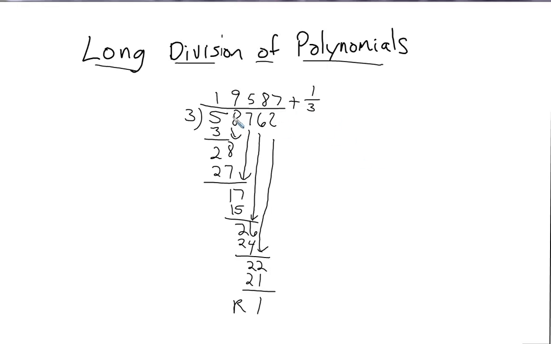If you were to type this into your calculator, that 58,762 divided by 3, you would get 19,587.33333, which is that 1/3 that we showed. So now we're going to look at it with polynomials.